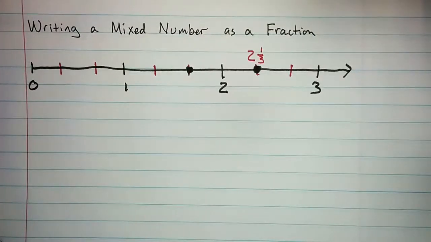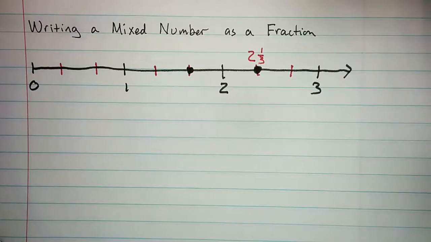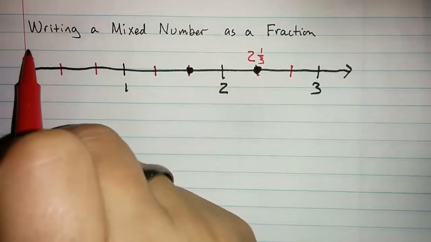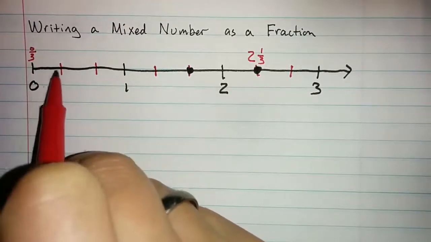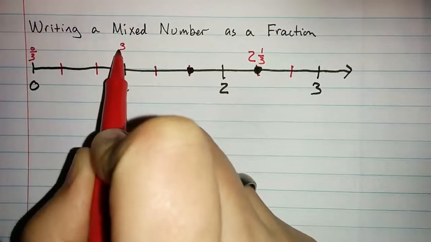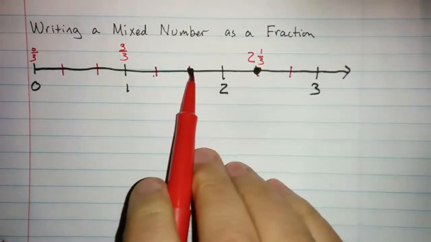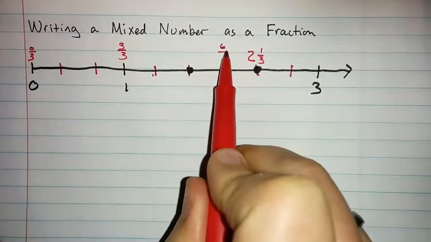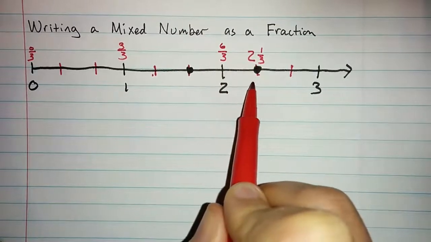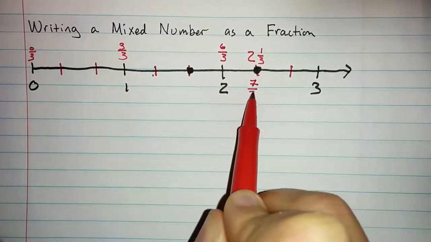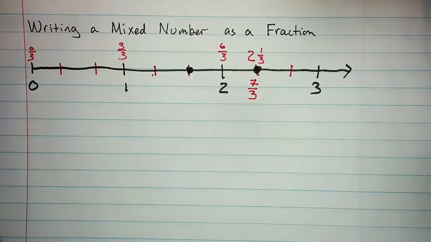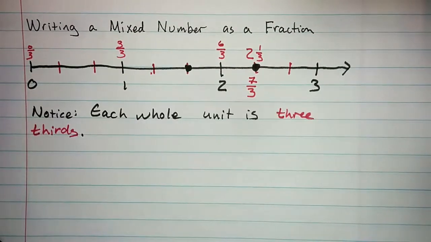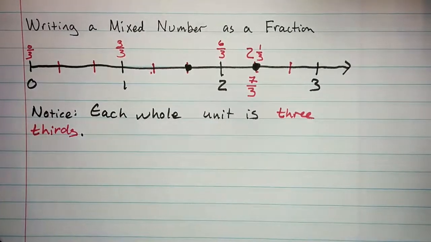Here's the mixed number 2 1/3. Let's suppose we wanted to write that as an improper fraction. Well, we have 0 thirds, 1, 2, 3 thirds, 4, 5, 6 thirds, and then another third. This is going to be 7 thirds. Again, we notice that each whole unit is 3 thirds. And then we had some extra.